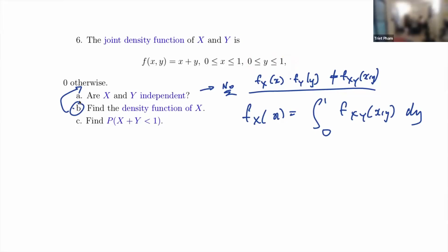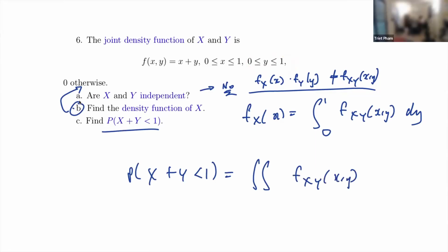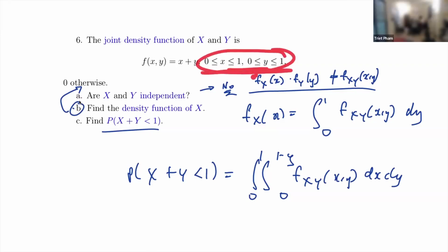And finally, something like this would just be the double integral over the region. So let's say X will go from 0 to 1 minus Y, and Y goes from 0 to 1. The reason is because this region is nothing crazy. It interacts with this very nicely. So it's a square, and you just slice the triangle over the square. Okay, any question?